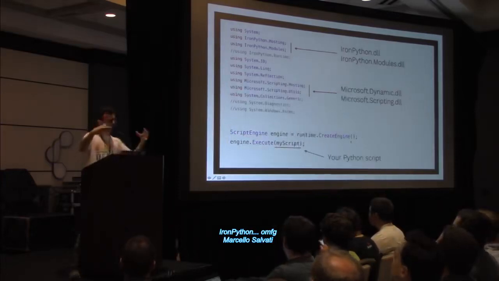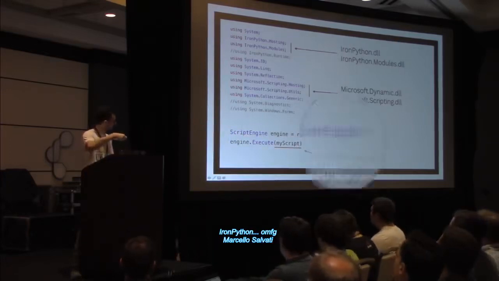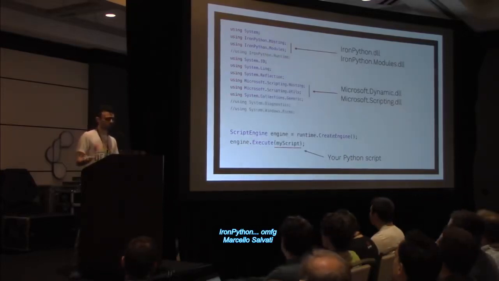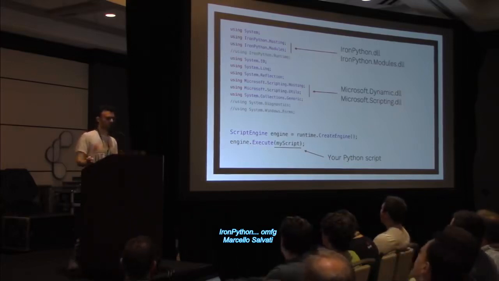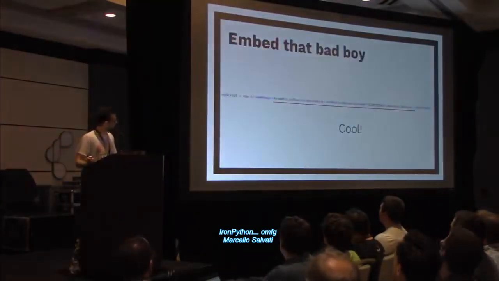runtime.CreateEngine, which basically just embeds, like I said before, the IronPython engine within a C# binary, and then engine.Execute. The myScript variable here is basically just the source file for your IronPython script. So you just give myScript the source file, and it executes native IronPython, which is amazing.